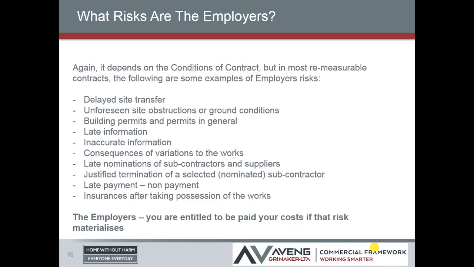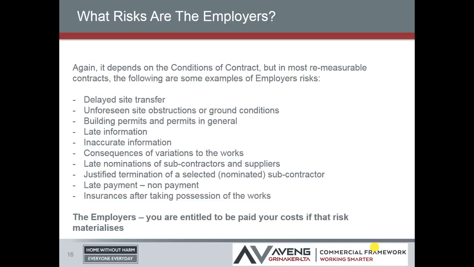Consequence of variance are variations to the works. So, there's a common term that no variation shall vitiate this contract. The employer is entitled, or his design team, to vary the works of the engineer, but you can be reimbursed for any loss, disruption or cost that you incur as a result of that. You've got also late nomination of selected or nominated subcontractors and suppliers. Justified termination of a selected or nominated subcontractor.